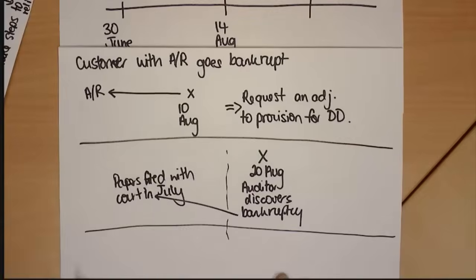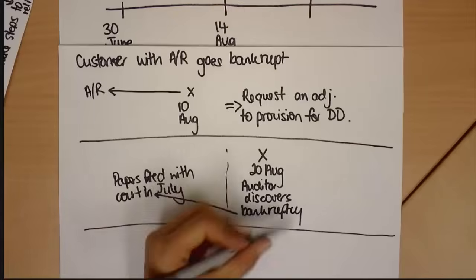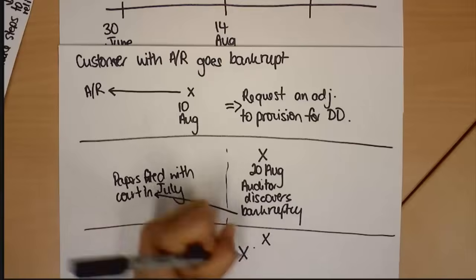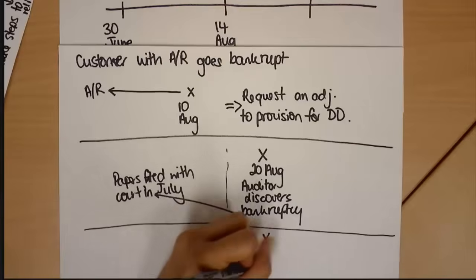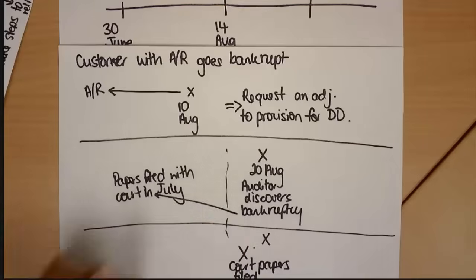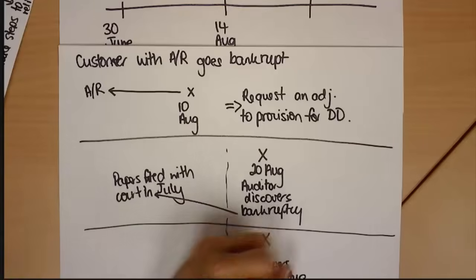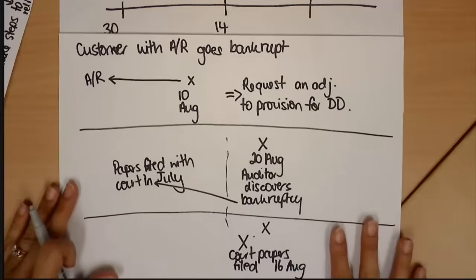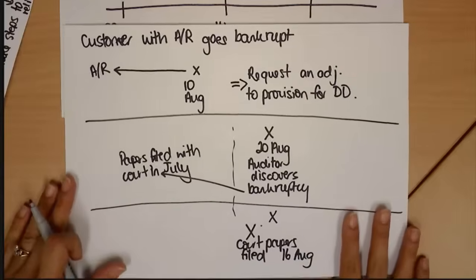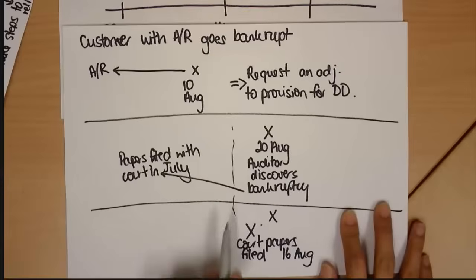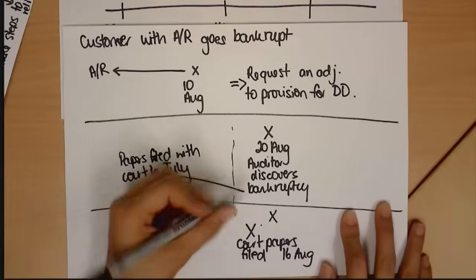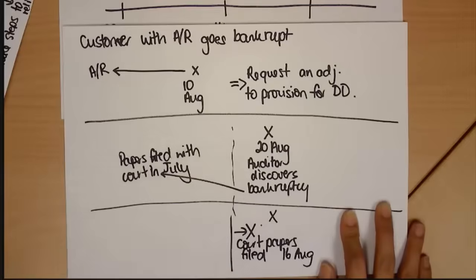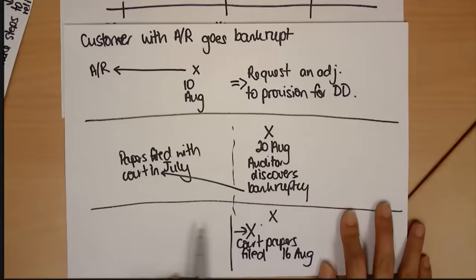Now, what happens if, again, we discover the bankruptcy there, but the court papers were filed here? And let's make that the 16th of August. In that particular instance, it's impossible for the auditor to know at this date that something was going to happen in the future. So therefore, the auditor has no requirement or responsibility to request any adjustment or investigation to the financial statements or additional disclosures because it happened after the date of the audit report.